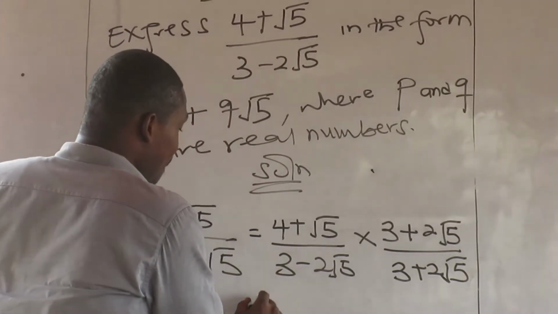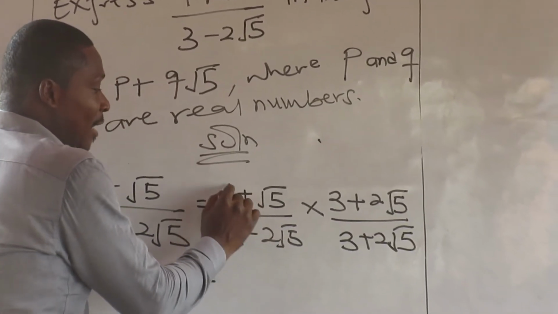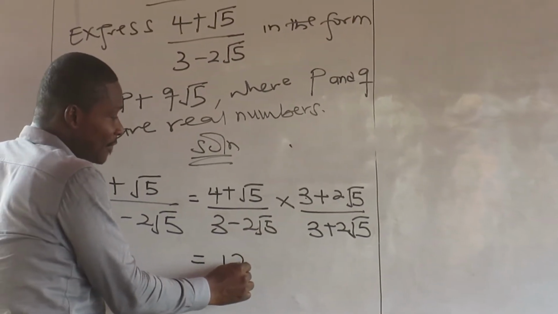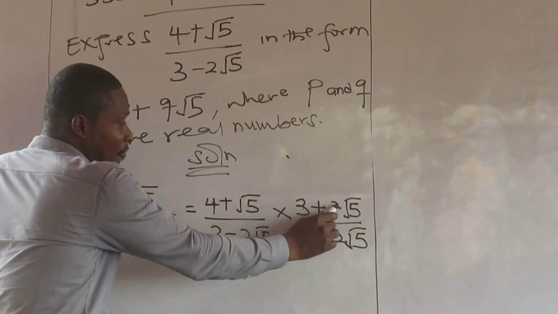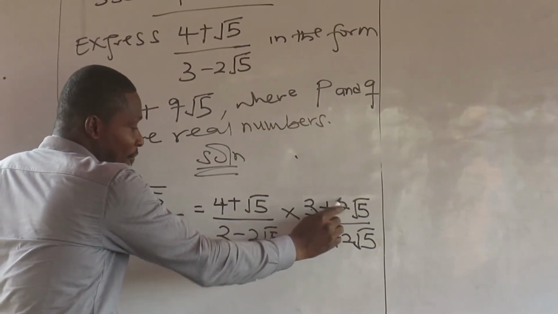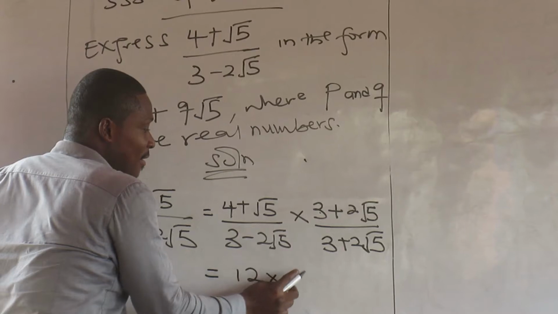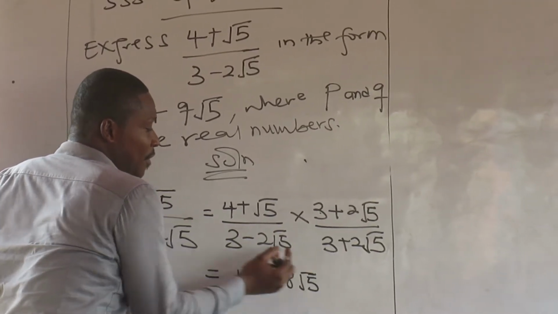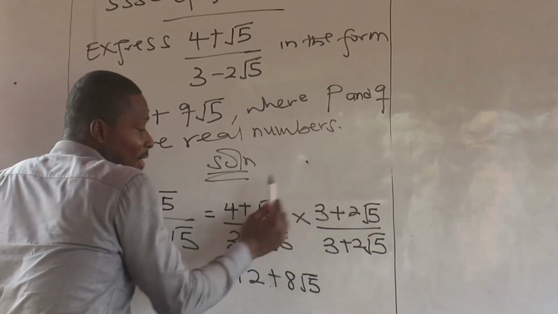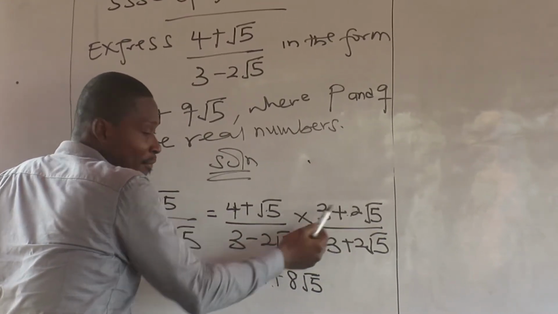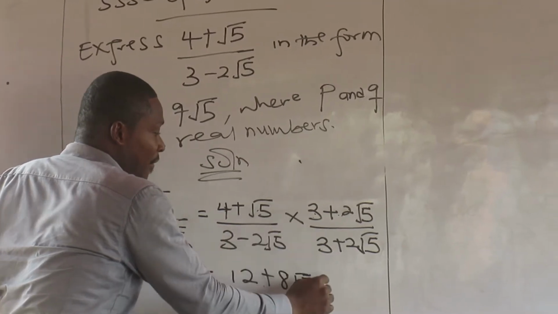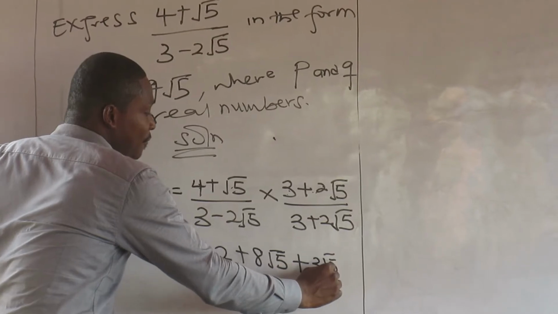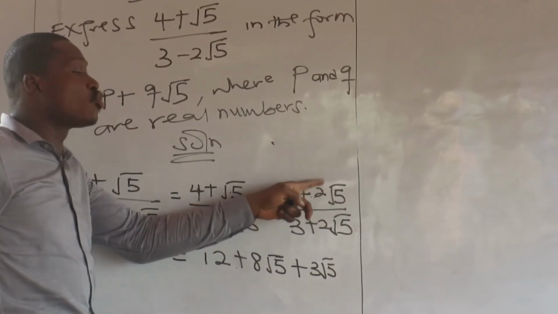Now, let's look at it. 4 by 3 will give you 12. 4 by 2 root 5 will give us 8 root 5. So take note. We'll multiply this, and this was to do the same thing. Remember the pattern, right? Good. Now root 5 by 3, you are going to get 3 root 5.